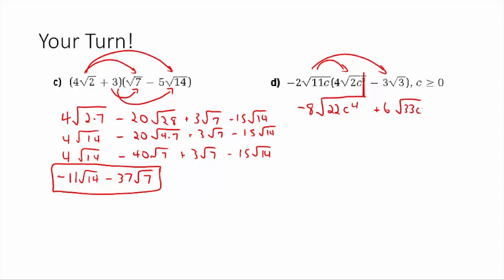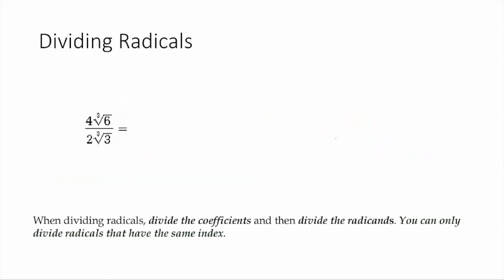is root 33c. Now we can reduce a little bit because you see there's that perfect square underneath, which means we can actually take this now and we can say, okay, well that's negative 8 times the square root of c to the power 4, square root of 22 plus 6 root 33c, and we get negative 8c squared root 22 plus 6 root 33c. So just remember that when you deal with variables underneath the radical, you have to have whatever number in front of the radical, the index, needs to divide into this power evenly. If not, you're going to break up that variable to do so.